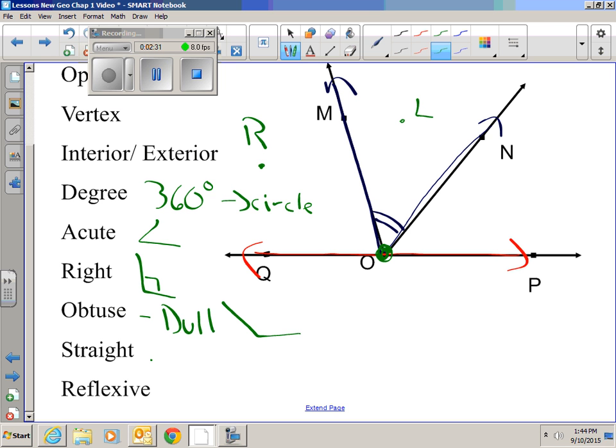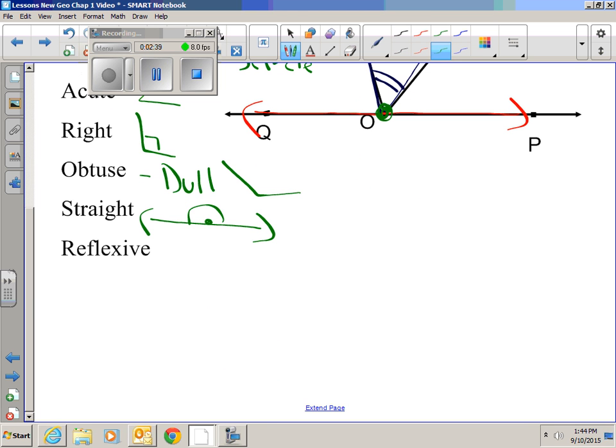A straight angle is an angle of 180 degrees, so that would be a straight angle. And a reflexive angle is actually an angle that is measured the long way. So that angle right there, even though it looks like an acute angle, that would be an acute angle right there, but if I measure the angle this way, that is now a reflexive angle, bigger than 180.